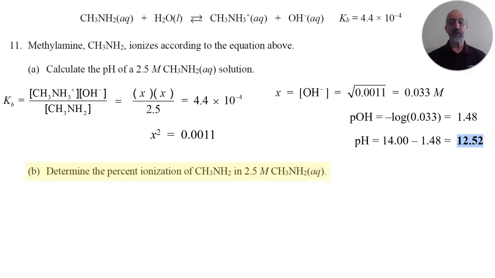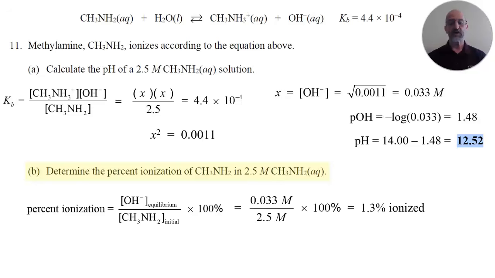So it's going to be 0.033 molar for the concentration of the hydroxide ion divided by the initial concentration of methylamine, or 2.5 molar, and then times 100. So we discover that the methylamine in a 2.5 molar solution of methylamine is only 1.3% ionized. So question 10 was a calculation for a weak acid, that was hydrofluoric acid. Question 11 involves the calculations for a weak base, methylamine. So we're almost done with this packet.